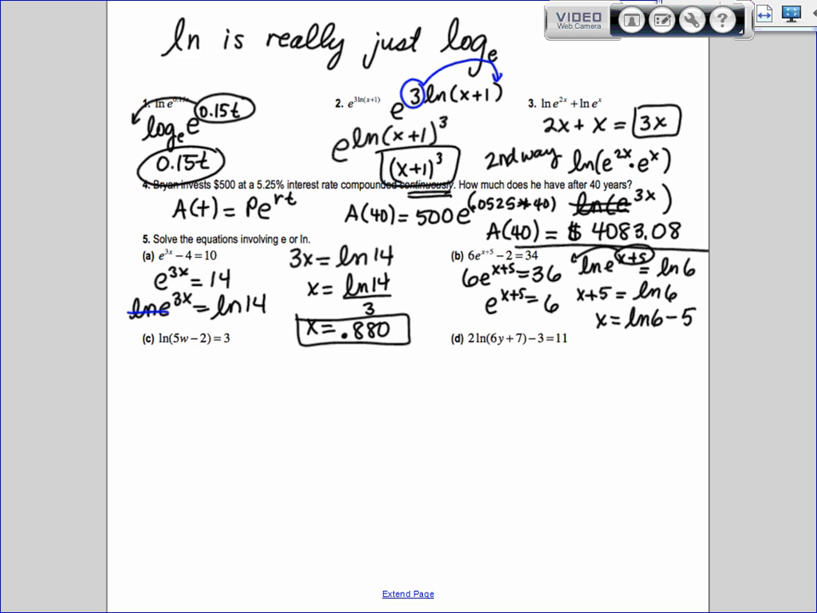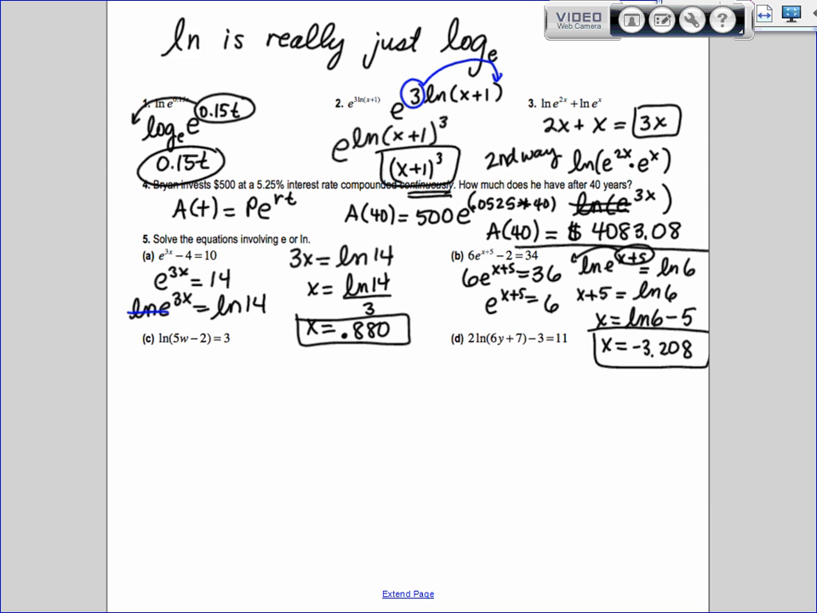Natural log of 6 all goes together. You can't say natural log of 1. Right, so I find natural log of 6. I subtract out 5. I get negative 3.208. That's my answer. Okay, those are ones that are in exponential form. There's exponents that have x's.